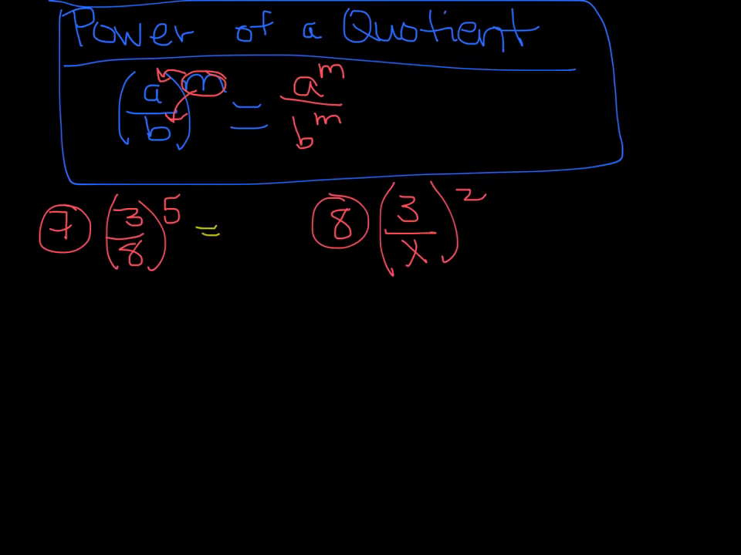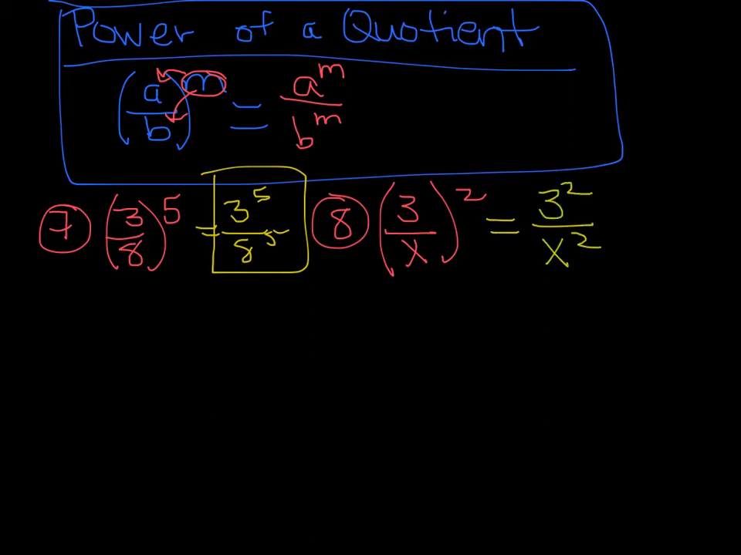For number 7, we're just going to get 3 to the 5th over 8 to the 5th. To be honest, on this one, when you don't have any variables, I'm fine if you just leave them with the exponents the way they are. This would take a long time to multiply out. It's not impossible, but it's long, so I'm happy if you just leave it like that. On number 8, similar idea, we get 3 to the 2nd over x to the 2nd, or x squared. For that one, go ahead and multiply out the 3 to the 2nd. We know it's 3 times 3, which gives us 9. So that's my answer for that one.